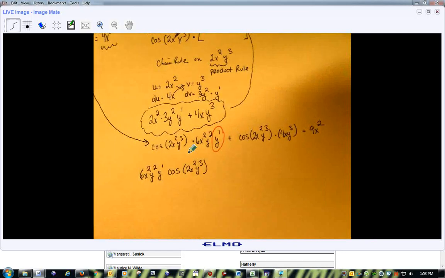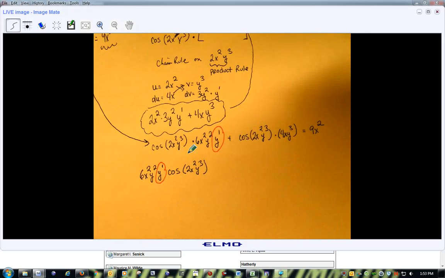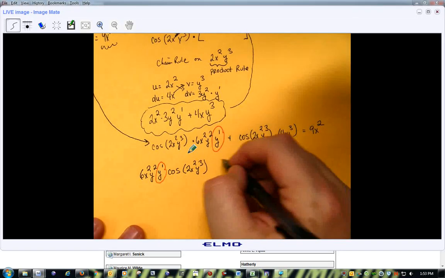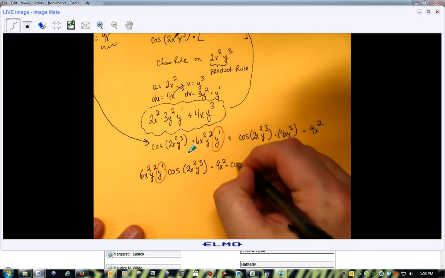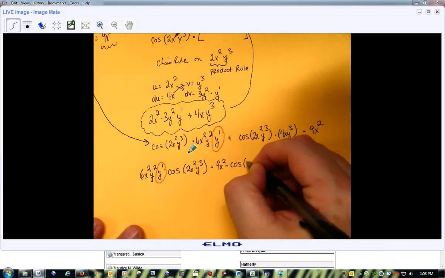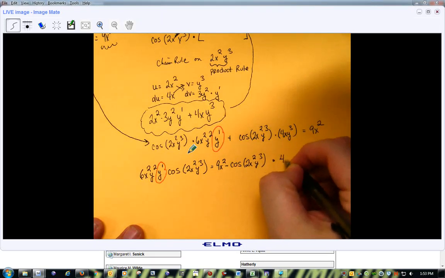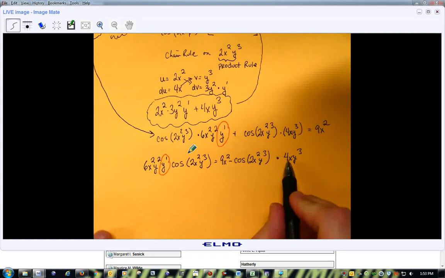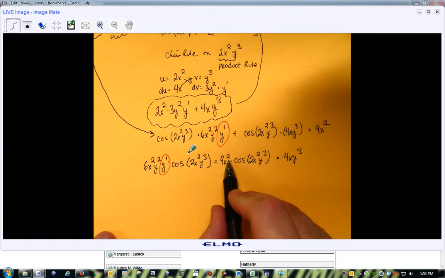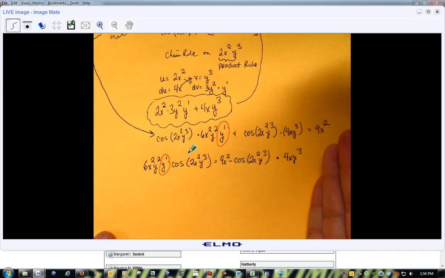I don't have a highlighter that works on this paper, so I'll just circle it with a weird color. And I'm going to subtract that, so I'm going to get 9x squared minus the cosine of 2x squared y cubed times 4xy cubed. And if I was thinking straight, I would have put that in front of the cosine. Just because, like I said, I don't like to have stuff behind the cosine, because then we start thinking it should go with the angle, and it shouldn't go with the angle.